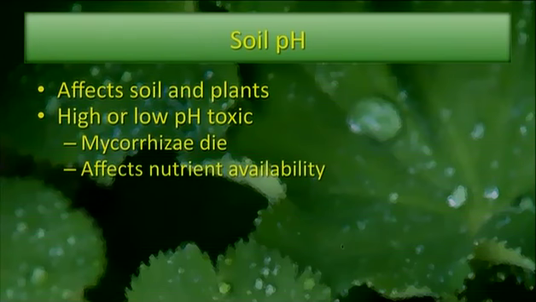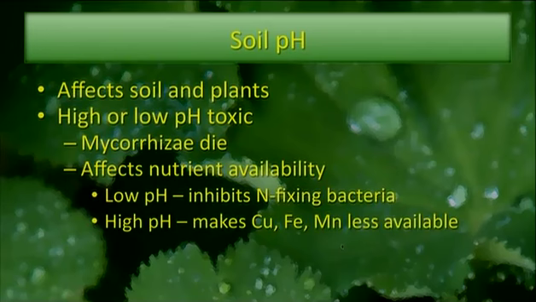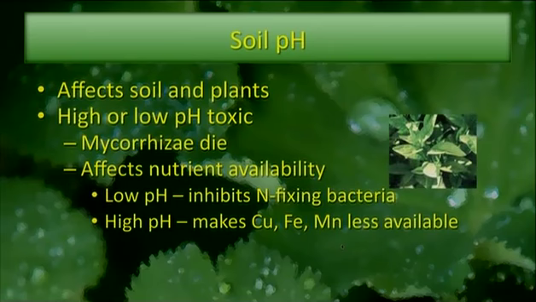Also, high or low pH can affect nutrient availability. Low pH can inhibit nitrogen-fixing bacteria, so there goes your nitrogen. And high pH makes copper, iron, and manganese less available. So you can have a plant that looks a little sickly because it doesn't have nutrients available to it, whether it's nitrogen in the case of low pH soils, or copper, iron, or manganese in high pH soils or alkaline soils.